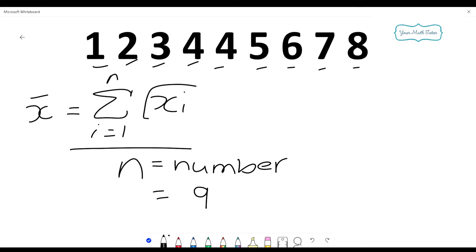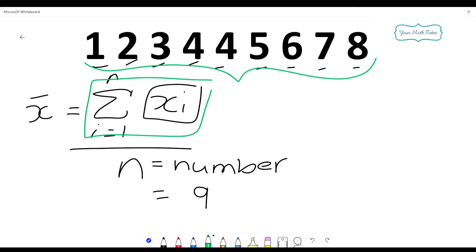And then this symbol right here stands for each and every entry into this data set. So 1 is a single entry, 2 is a single entry, and 3 is a single entry. This part of the equation is the sum of all these individual entries together.